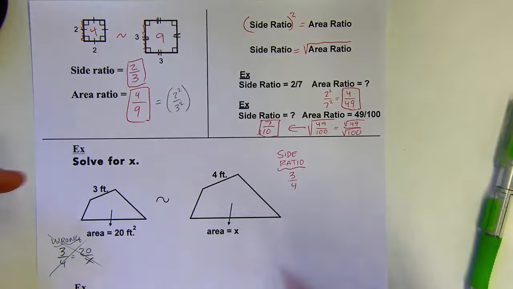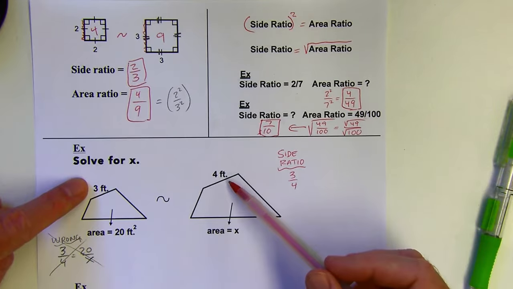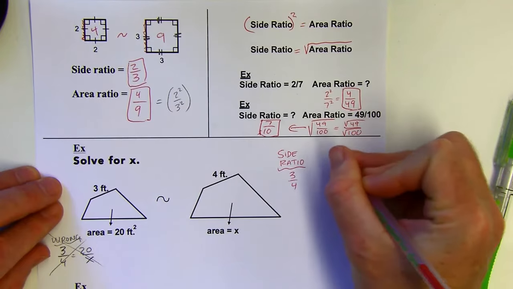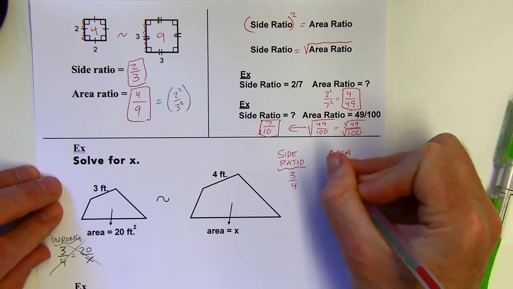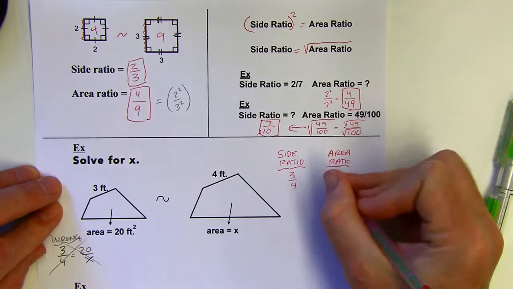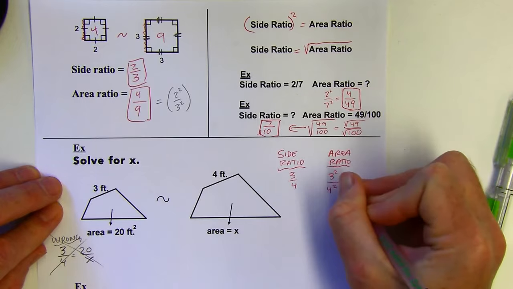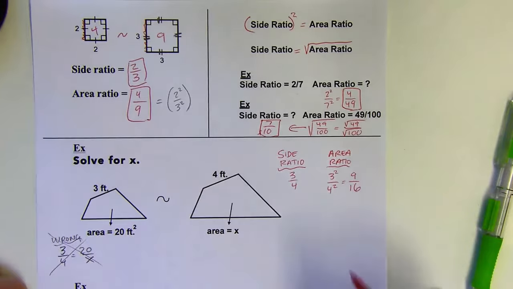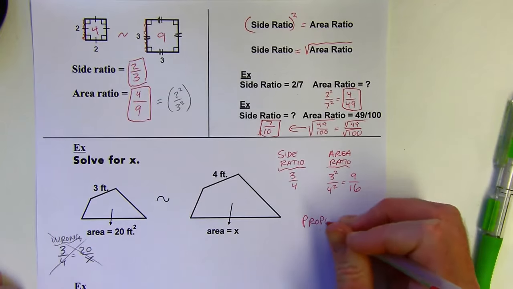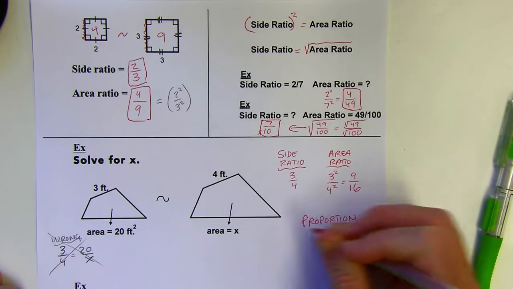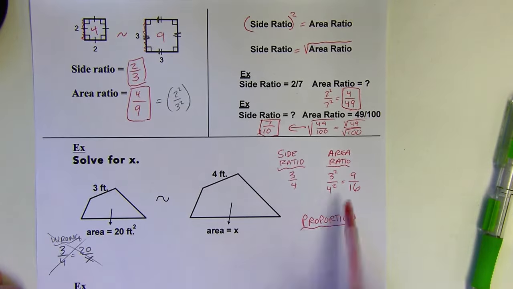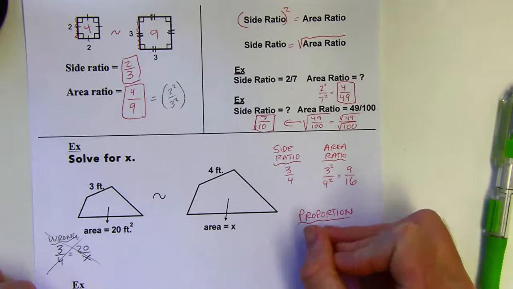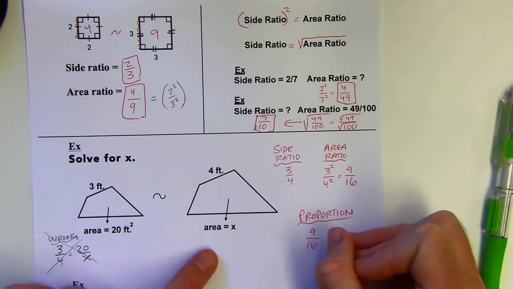So what I want to do first is find the side ratio because I do have two sides to work with. I would reduce it if I had to, but it's already reduced. And from that, I can find the area ratio. The area ratio is going to be 3 squared over 4 squared. That gives me 9/16. Now I've found the area ratio, and now I can write my proportion. My areas are not going to be in a 3 to 4 ratio, they're going to be in a 9 to 16 ratio, because that is the area ratio. So 9 is to 16 as 20 is to x.